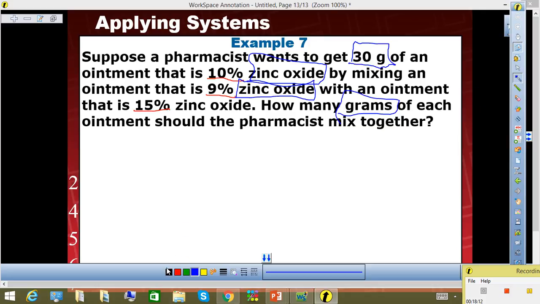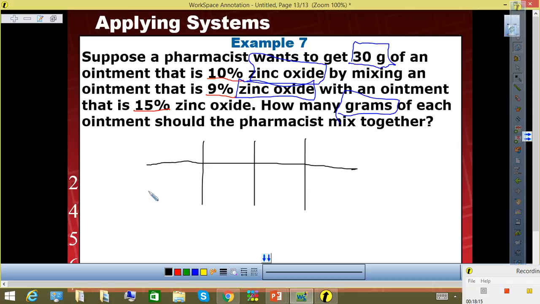All right, here we go. 3 lines down: 1, 2, 3. 2 across. So let's see. It says, suppose a pharmacy wants to get 30 grams of an ointment that is 10% zinc oxide by mixing 9% zinc oxide with 15%. So we still have 2 mixes. First mix, second mix. And here, total mix.